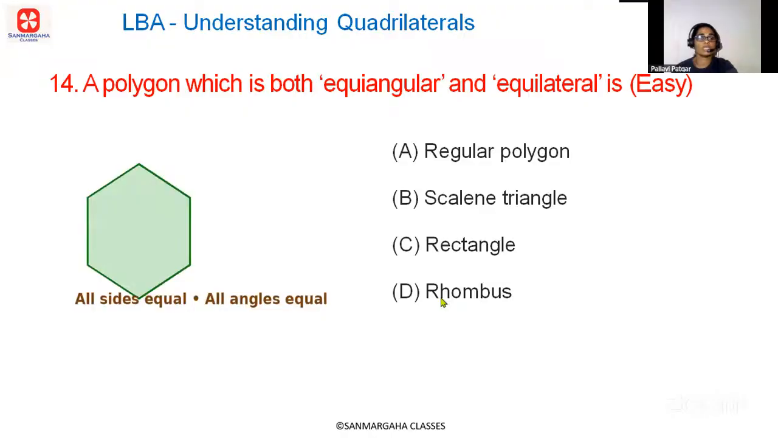So here, equiangular. Equiangular means all the interior angles of the polygon are equal. Equilateral, so this means all the sides of the polygon are equal length.